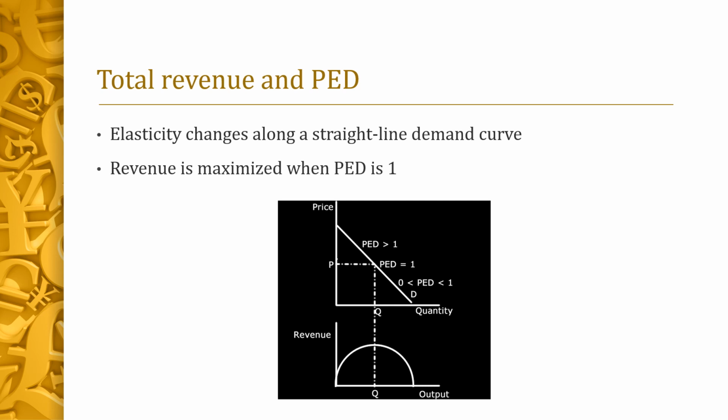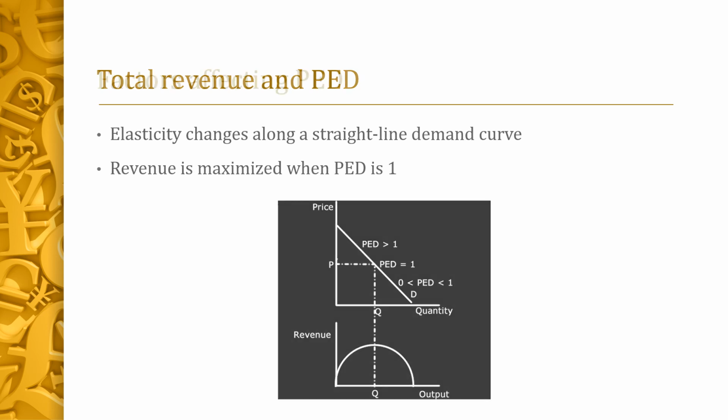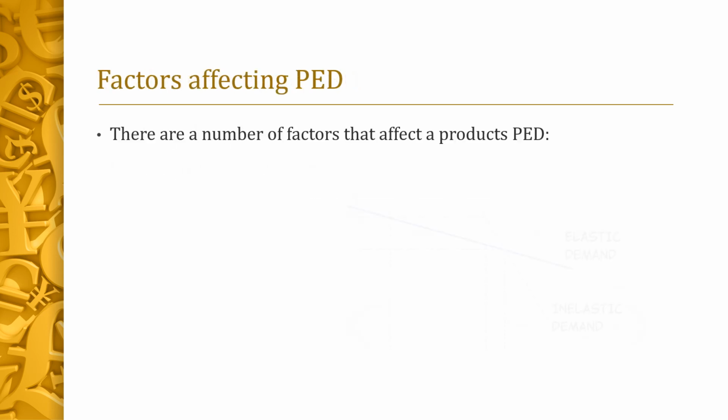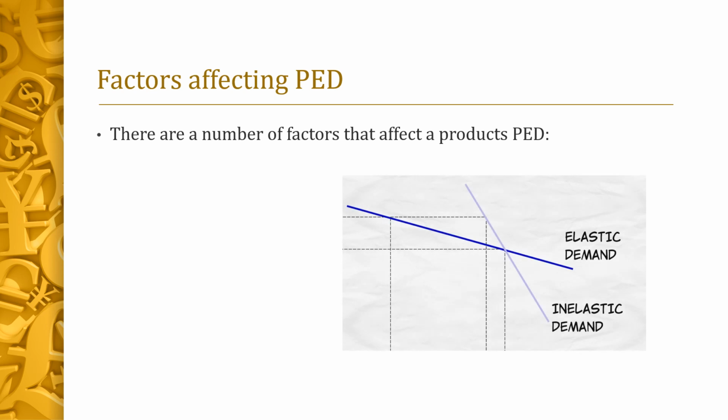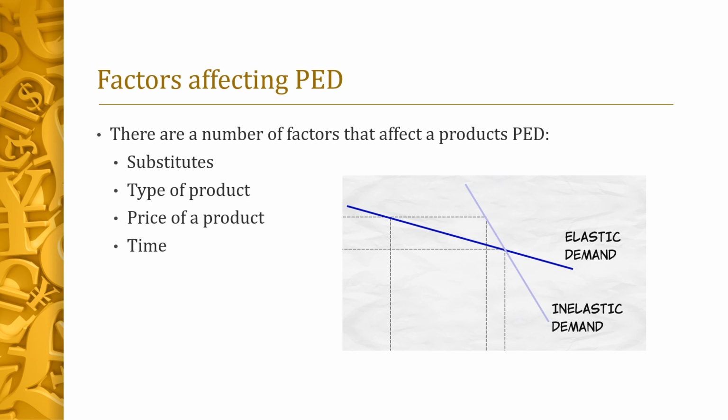As you move towards a PED of 1 by either reducing the price of an elastic product or increasing the price of an inelastic product, you can make a greater amount of total revenue. There are a number of factors that affect a product's price elasticity of demand, including substitutes, the type of product it is, the price of a product, and time. Let's take a closer look at each of these.